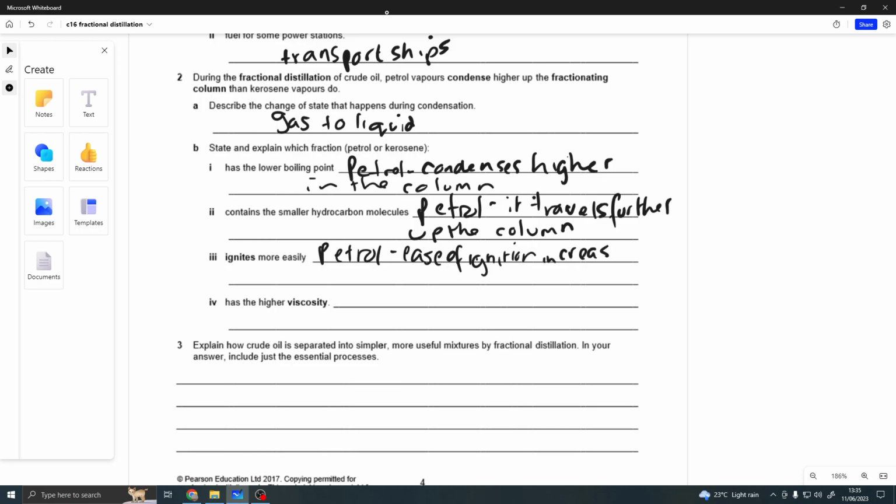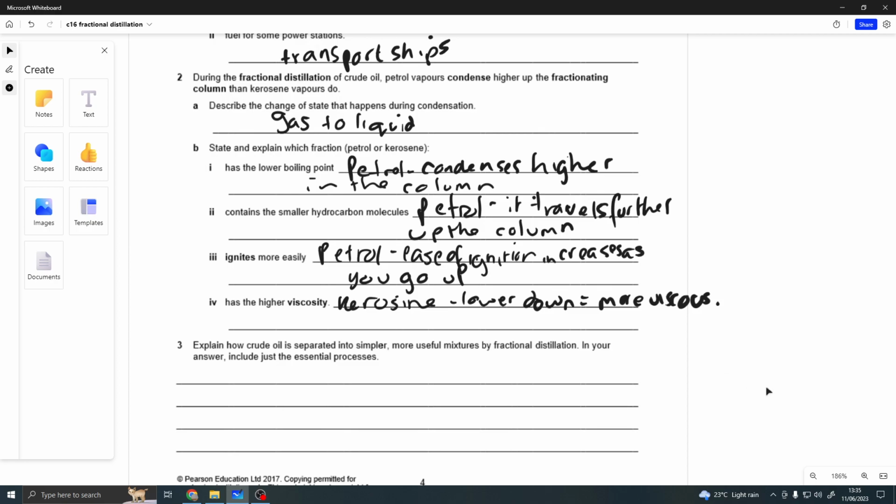Ease of ignition increases as you go up. Has the higher viscosity? Well, that one's kerosene, because the lower down, the longer the chains, and viscosity decreases as you go up the column. So lower down is more viscous, or less runny.